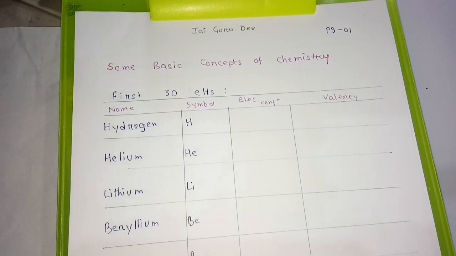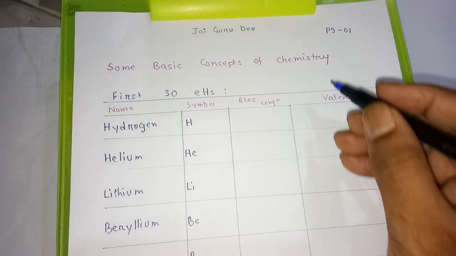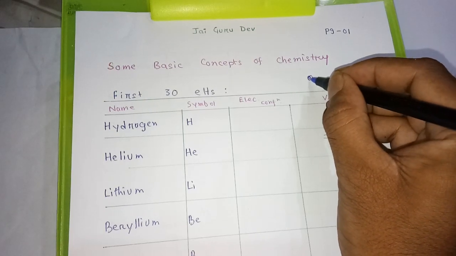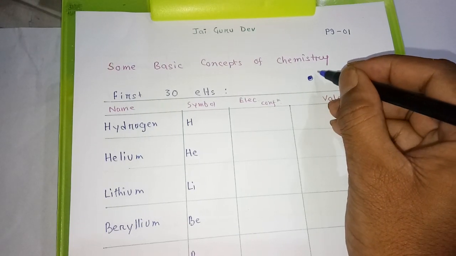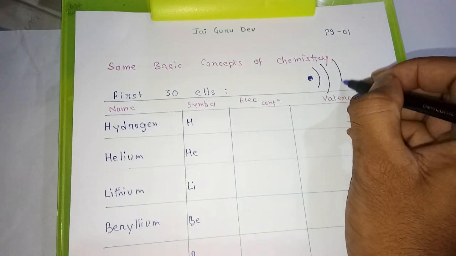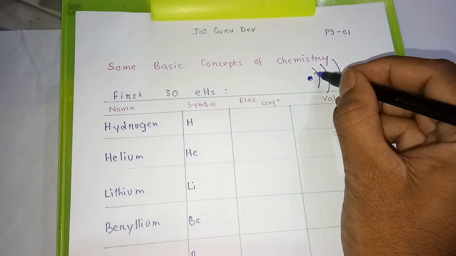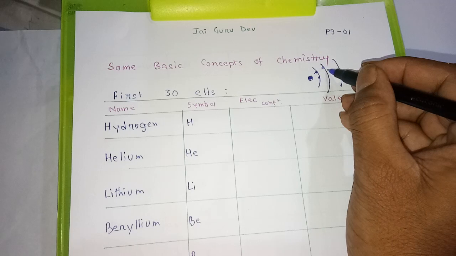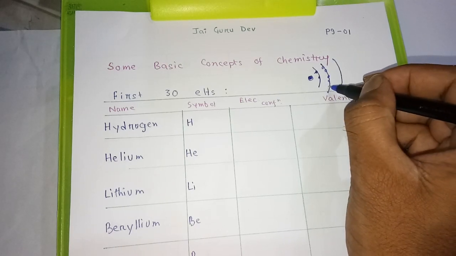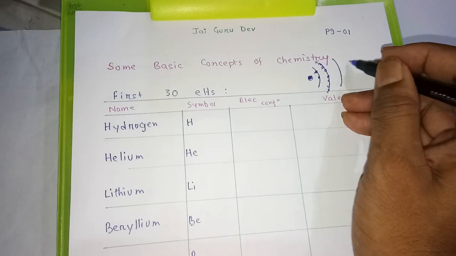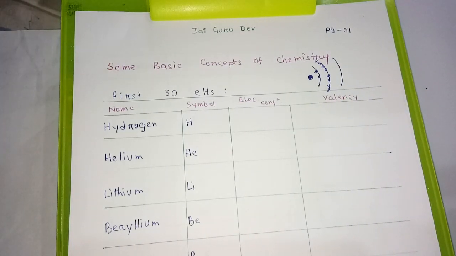Before going to this one, student, I want to tell you one thing, that if this is the nucleus of an atom, so this is your first shell, this one is second shell, this one is third shell. So a maximum of 2 electrons can be accommodated in the first one, the second one 8, the third one 8, then 18 electrons.